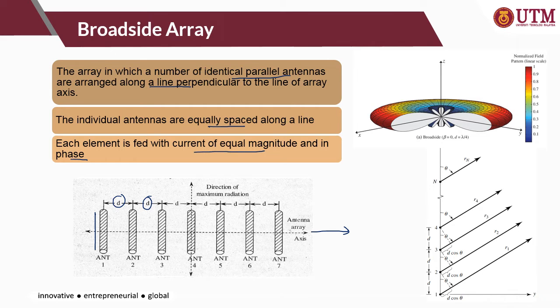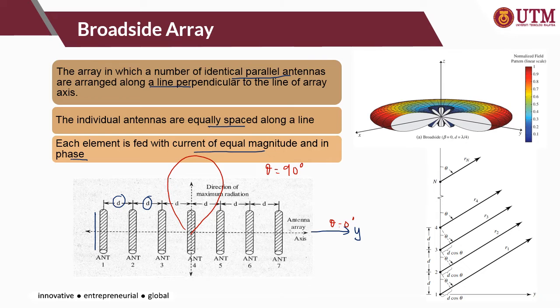Right, so if this is the axis, for example the y-axis, the maximum radiation will occur normal to the axis, so in this direction. So the broadside array antenna is intended to have the maximum radiation at theta equal to 90 degrees. For example, here theta equals 0, so the maximum radiation desired is at theta equal to 90 degrees.